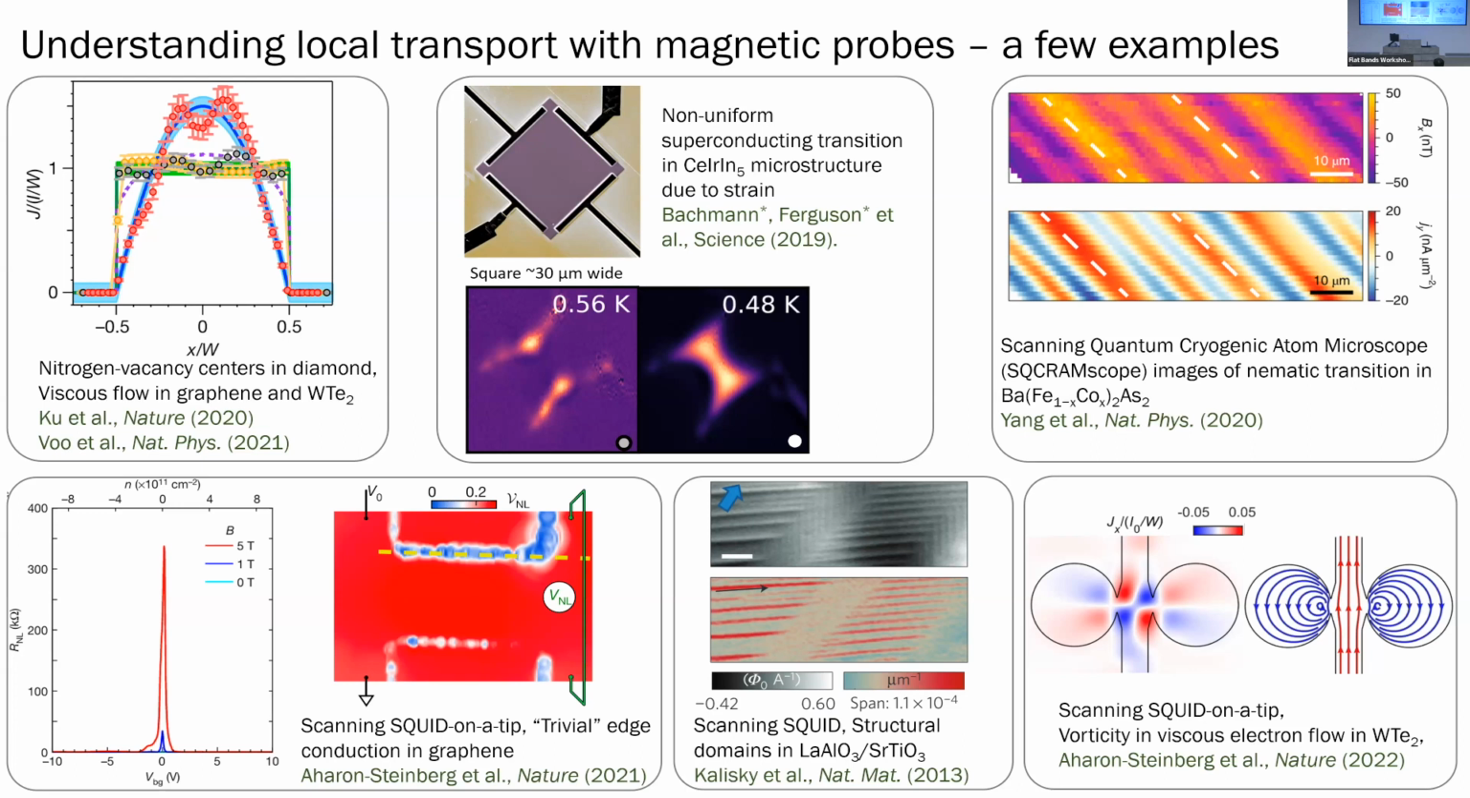And then here's actually a pretty exotic magnetic imaging technique, scanning quantum cryogenic atom microscope images of a nematic transition in a pnictide. And they found a strong modulation of the local current density. So these are just some examples.